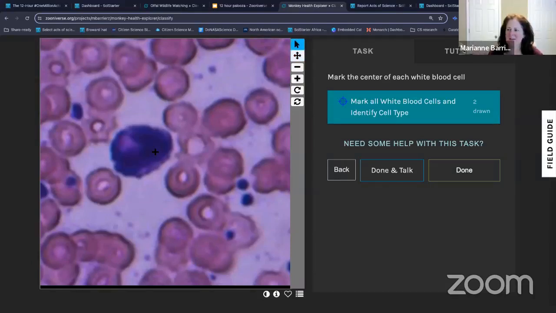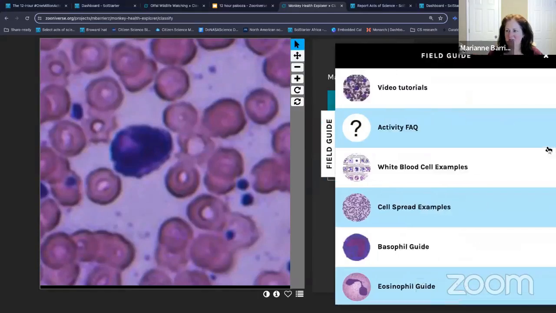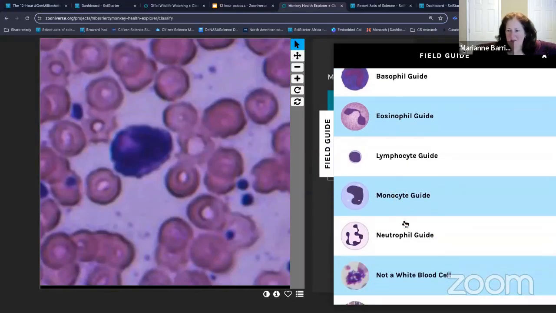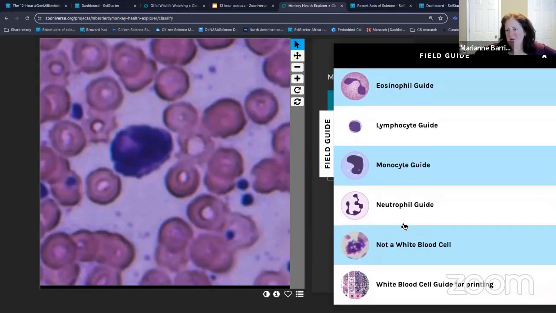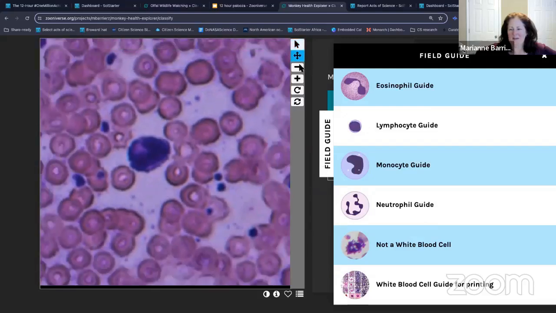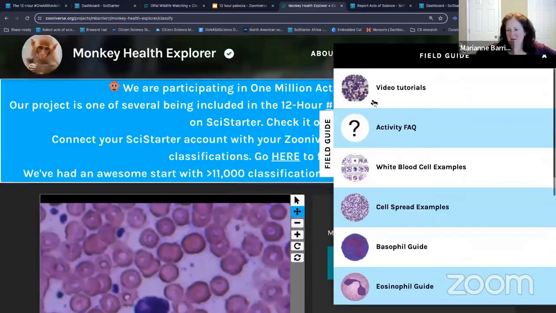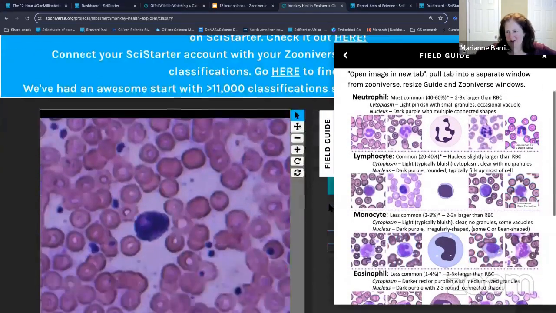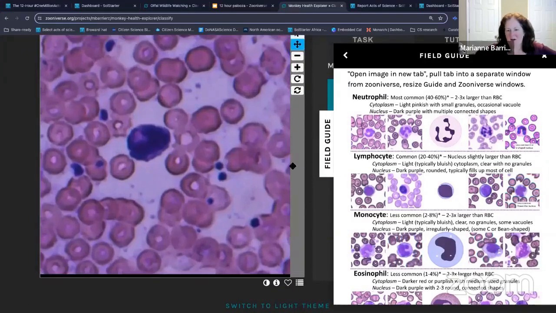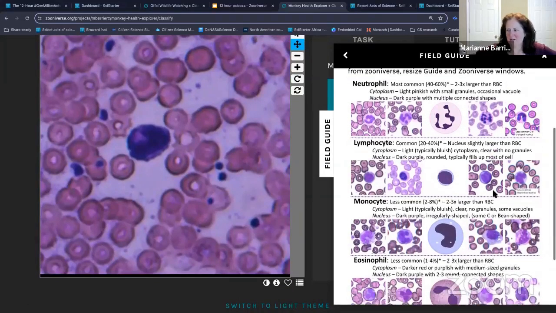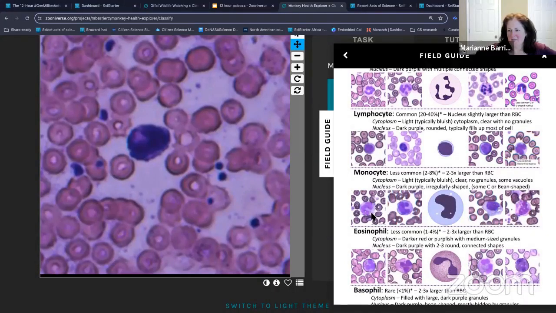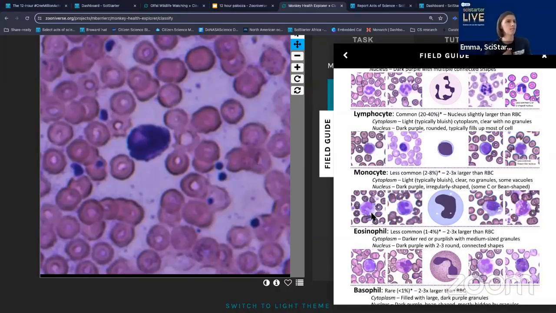Now remember, on the right side of your screen there's the field guide, which has lots more example images. If you have what you think it is, you can click on that type and see. At the very top is also the one that has multiple images, the white blood cell examples. That one shows a few examples of each type to help. They're never all going to look exactly the same, but it also gives you a little bit of wording of things to look for. And especially with the little cartoony ones.